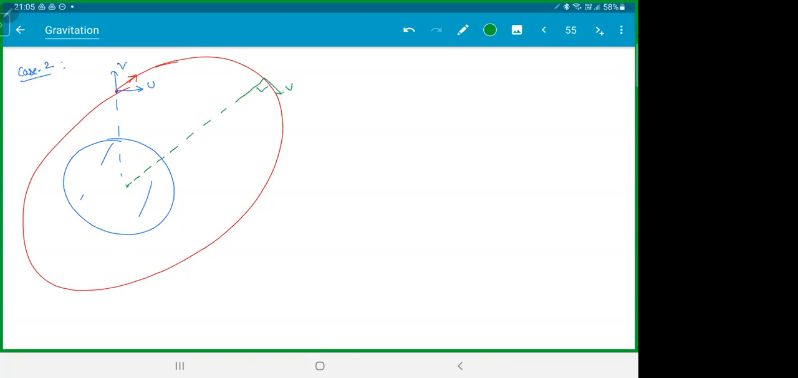This is the maximum distance v dash. This is r. This is 2r. So when you conserve energy here, kinetic energy will be half m times root of v square plus u square, whole square. Potential energy is minus GMm by 2r. Half m v dash square minus GMm by r.